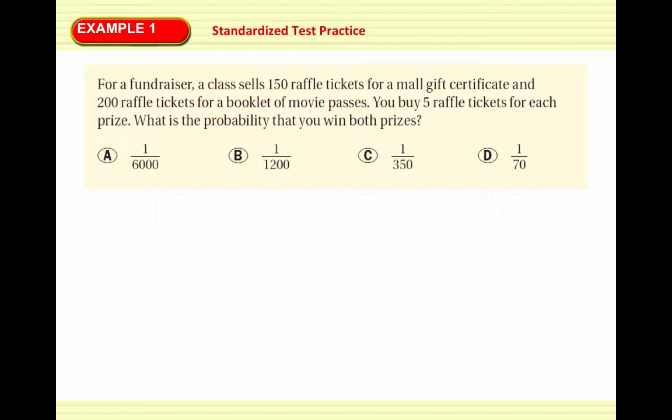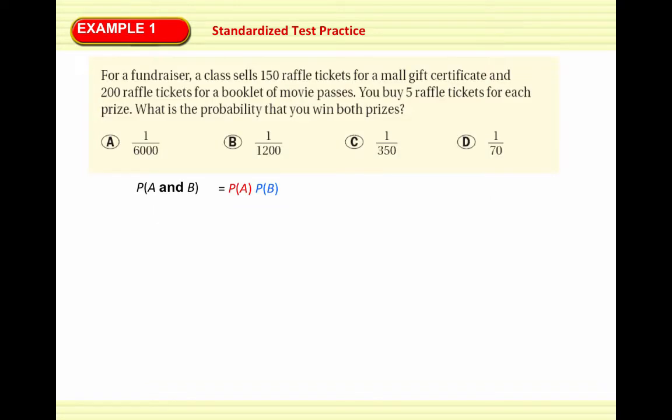Okay, so for a fundraiser, a class sells 150 raffle tickets for a mall gift certificate and 200 raffle tickets for a booklet of movie passes. You buy 5 raffle tickets for each prize. So what is the probability that you win both prizes? Well, first of all, are these events independent? Yes, because you've got separate sets of raffle tickets. You've got gift certificate tickets and you've got raffle tickets for the booklet of movie passes, and you've bought 5 of each. You bought a total of 10 tickets.